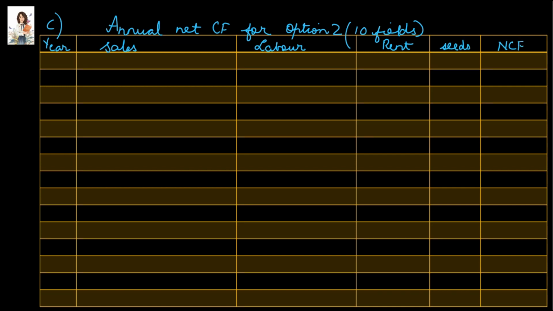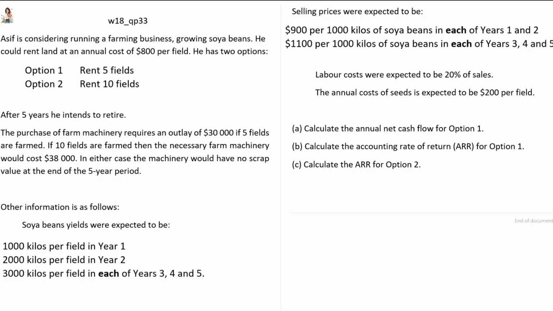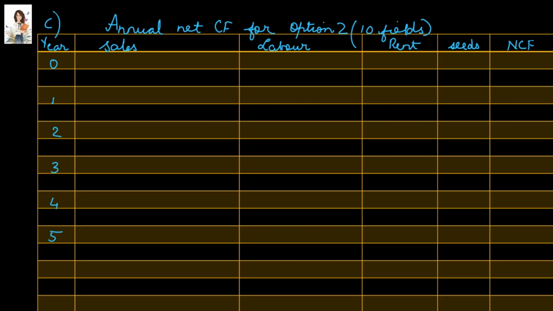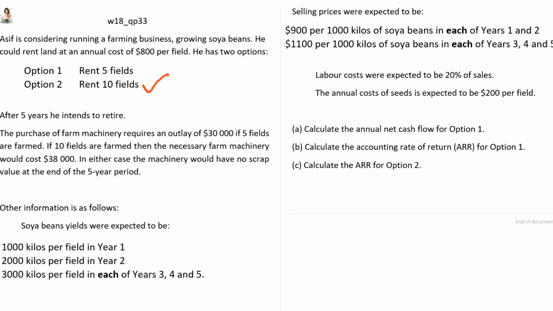The project is for 5 years, so we can fill the year column. Under option 2, the cost of farm machinery is $38,000. Therefore, for year 0, the net cash flow will be negative 38,000. In year 1, there are 10 fields. The yield is expected to be 1000 kilos per field and the selling price is expected to be $900 per 1000 kilos. We will enter this information in the sales column.